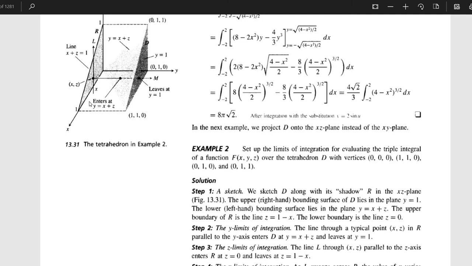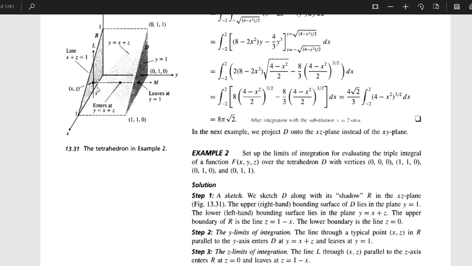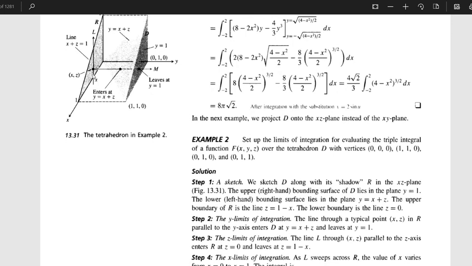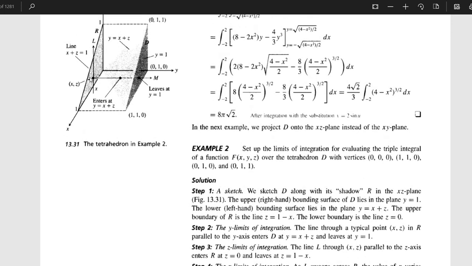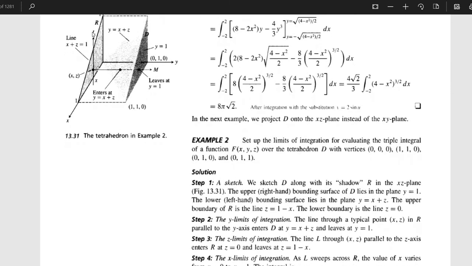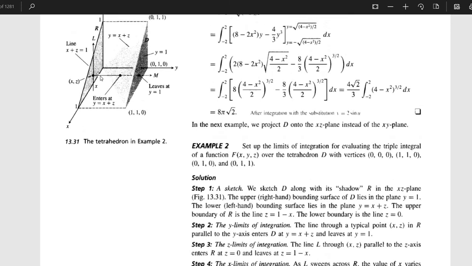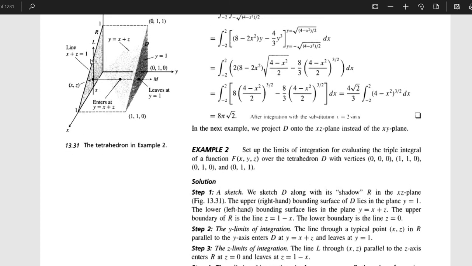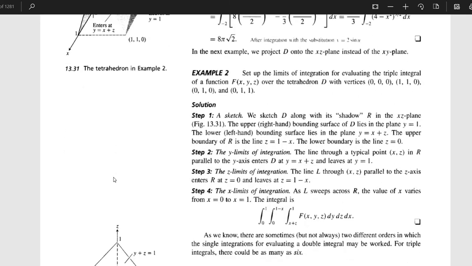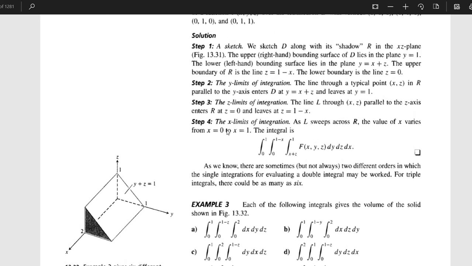Here x varies from where to where? Here x varies from 0 to 1. And next, to draw a perpendicular, we have to choose a strip perpendicular to this x-axis. And this varies from where to where? From here through the line x plus z equal to 1. Here z equal to 0, here z equal to 1 minus x. So z varies from 0 to 1 minus x.